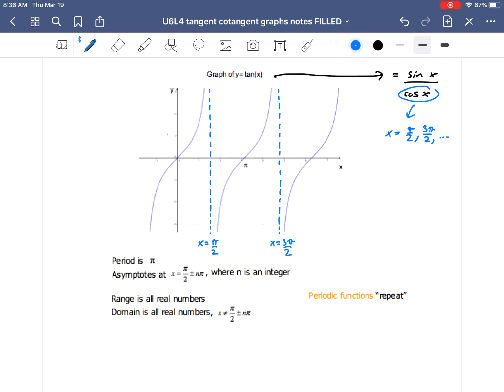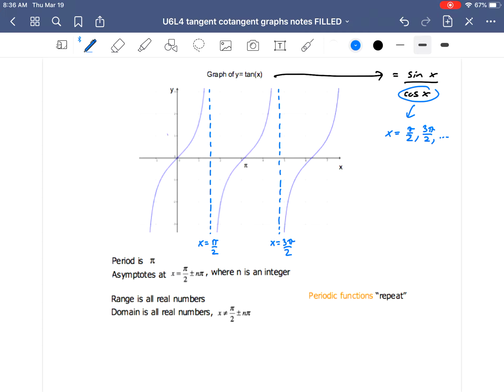Another change too is, this is one complete cycle. After this, when I jump over this vertical asymptote, I have a repeating pattern. So what that means is our period now is pi. It's not 2 pi anymore.